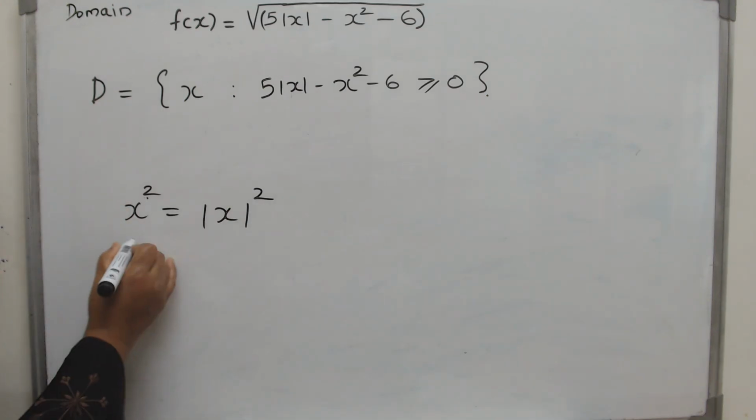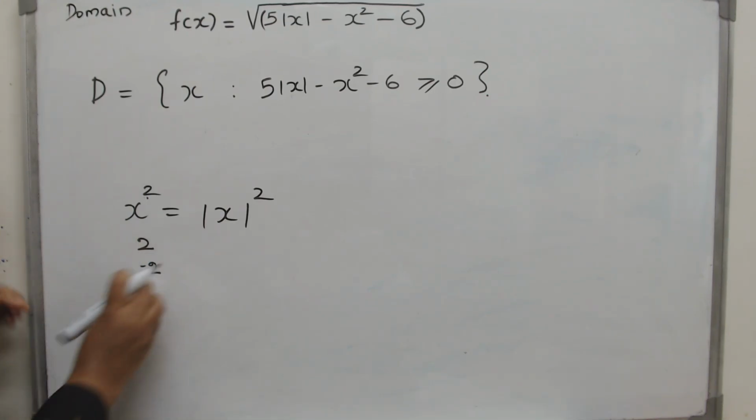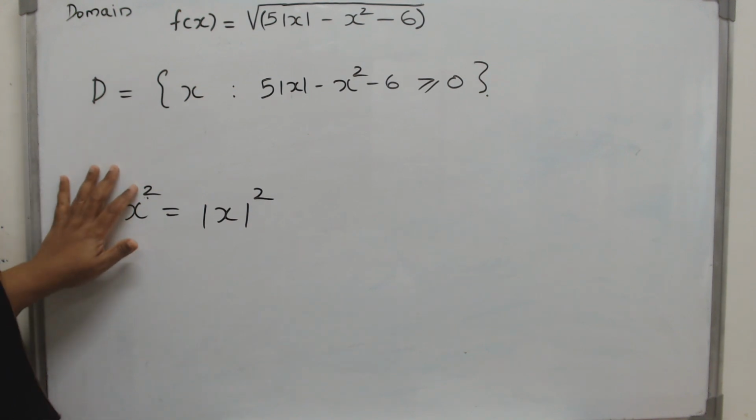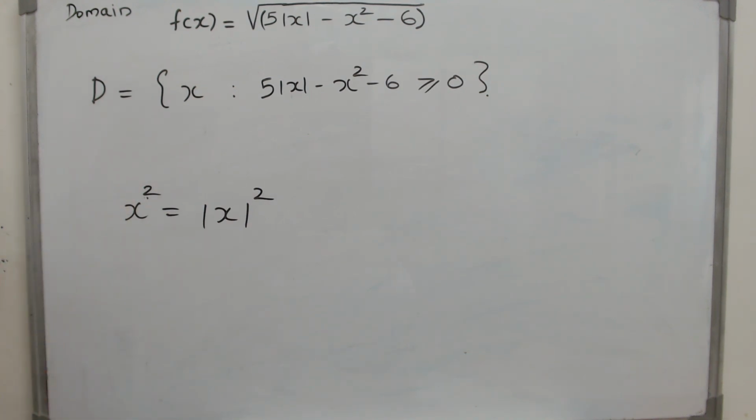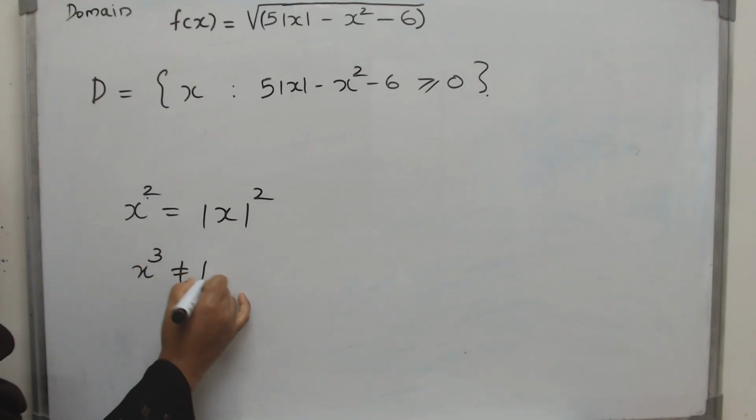You can just put values. Put 2, you will see both are the same. Put minus 2, you will see both are the same. And this is not just for 2, it is true for every even exponent. Only for even exponents, please remember that. It is not true for odd exponents.